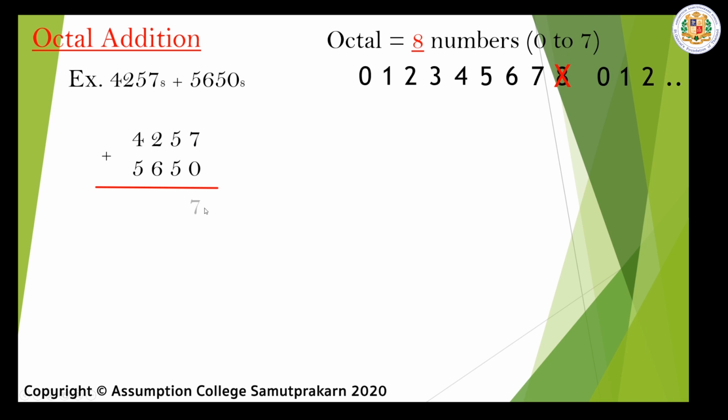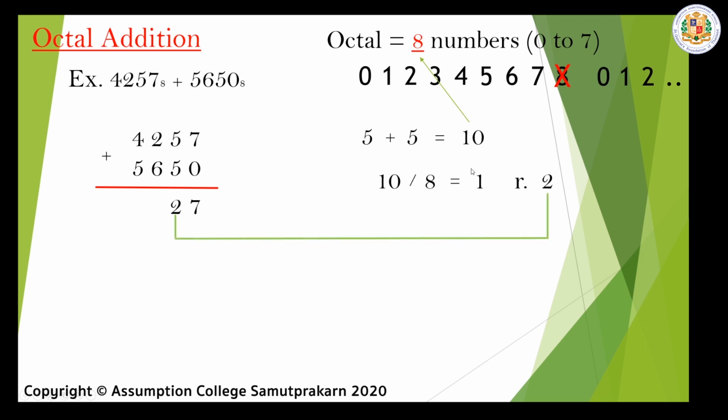7 plus 0 is equal to 7. 5 plus 5 is equal to 10. But remember, in octal numbers, we only have 0 until 7. So we cannot put 10 here. So 5 plus 5 is equal to 10. Octal has 8 numbers, so what we have to do is 10 divided by 8. We get 1, remainder 2. So the remainder goes over here, and 1 goes over here. Carry 1. Is it clear?